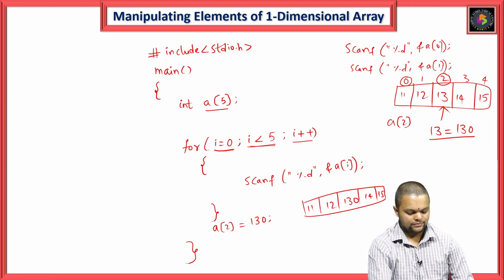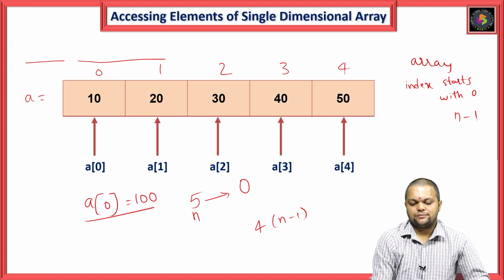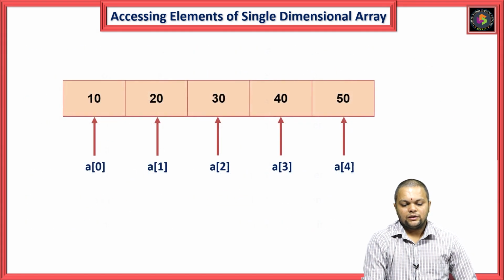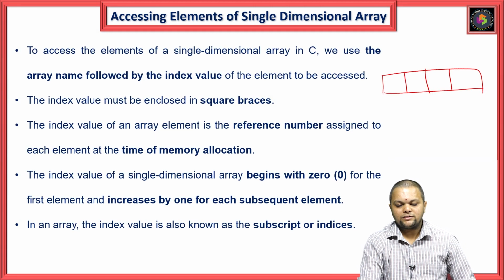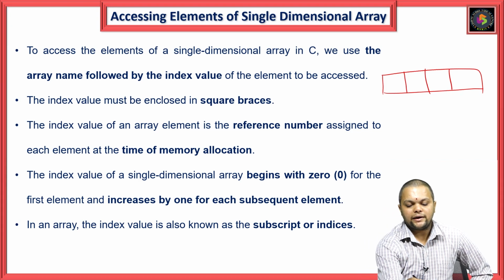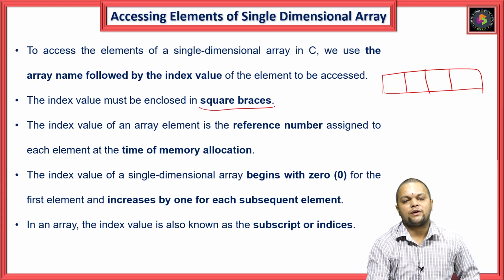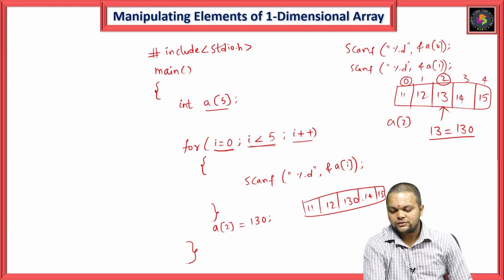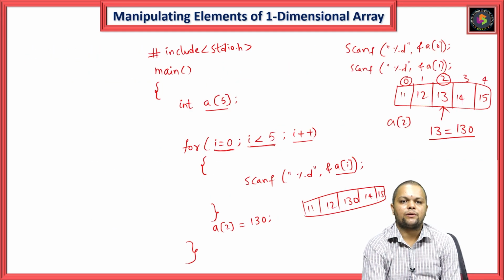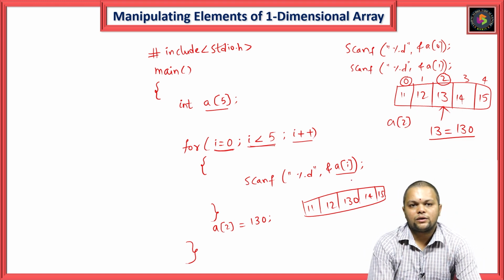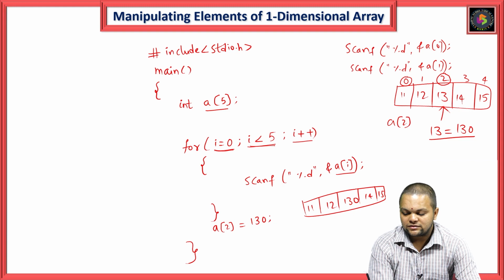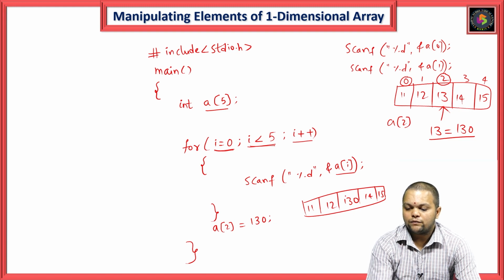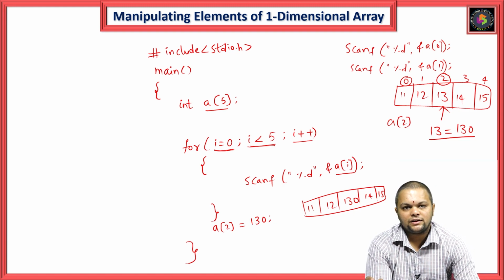If you want to access your array elements, you need to have an index which is enclosed in square brackets. You have seen it here. Which type of brackets? Square brackets. Now, we'll see one more important thing here. How to access your array elements is done. How to use your scanf is done.